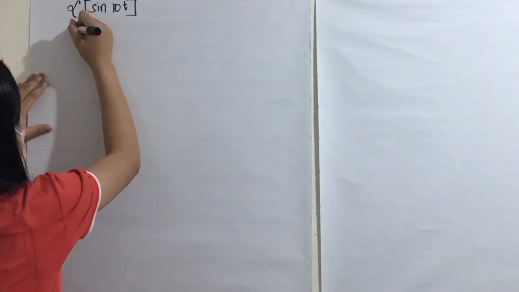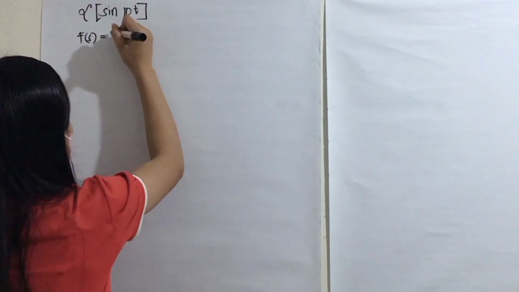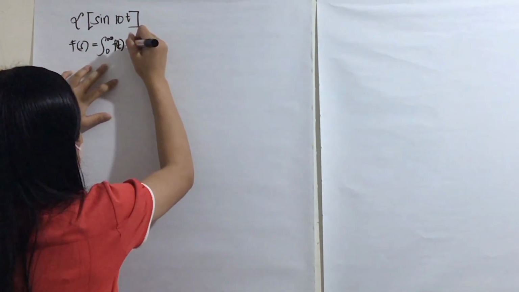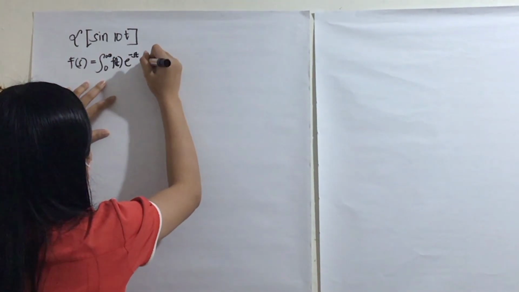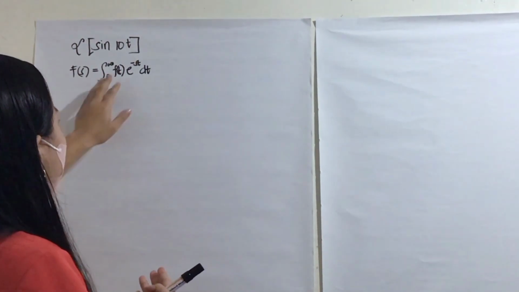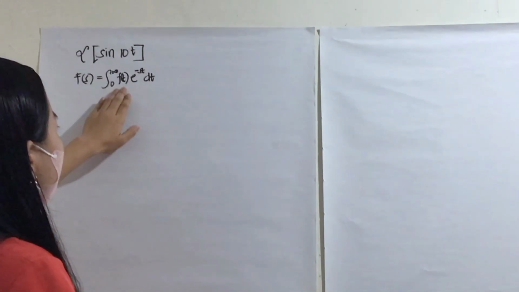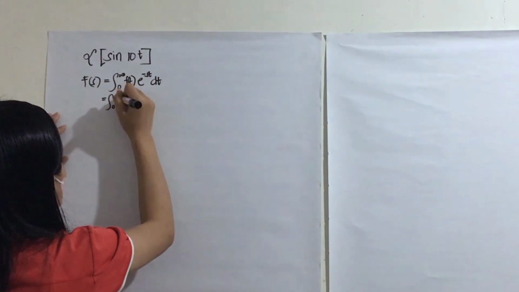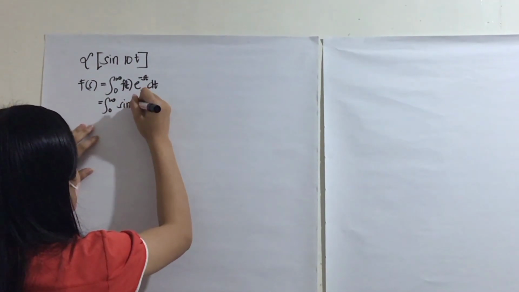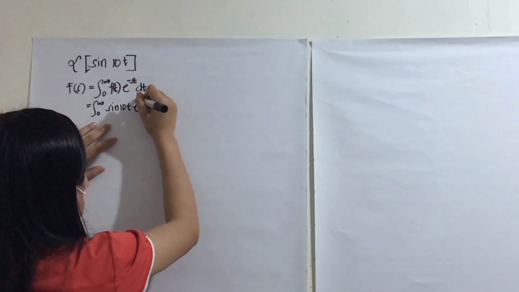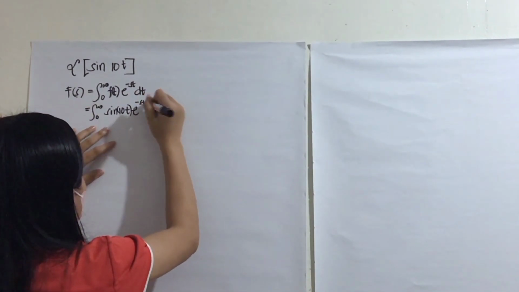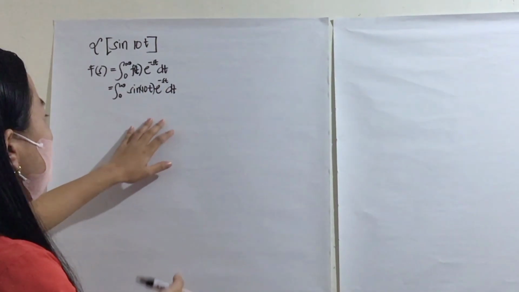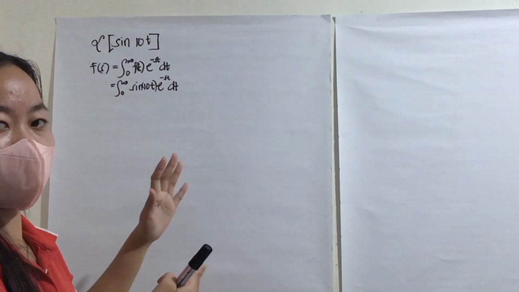Laplace transform, which is F of s is equal to the integral from 0 to infinity of f of t e raised to the power of negative st dt. And again, we need to substitute the value of our function, which is sine 10t. So the Laplace transform is the integral from 0 to infinity of sine 10t e raised to the power of negative st dt. And upon solving this equation, we need to use integration by parts.